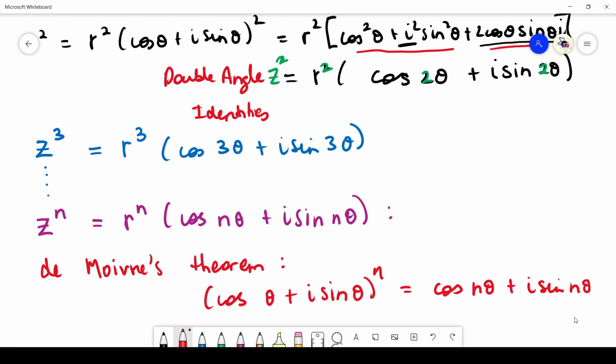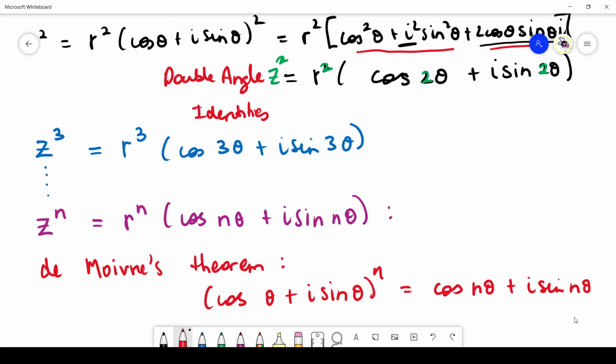if you have that complex number being raised to any power, you can by extension just write that power in front of your theta value, and you can also raise r to that power if there's an r present. And that's as much as you would need to know for De Moivre's theorem. When we're doing questions, you'll see how it's applied.